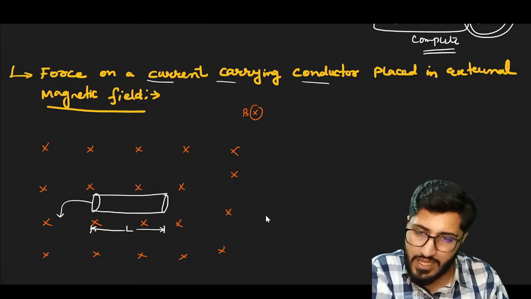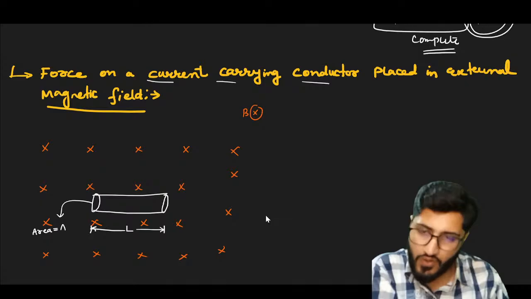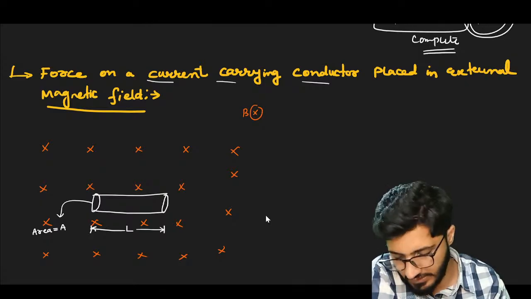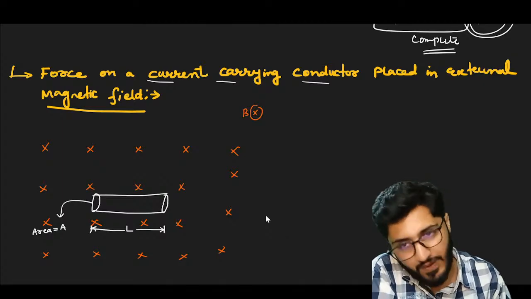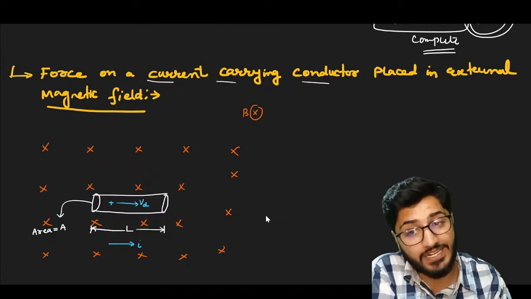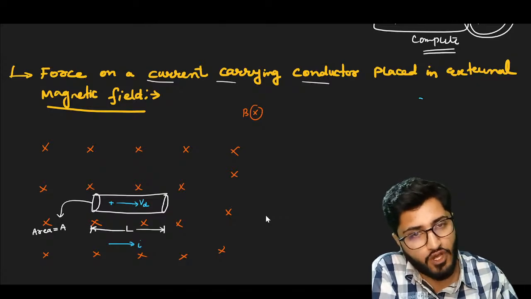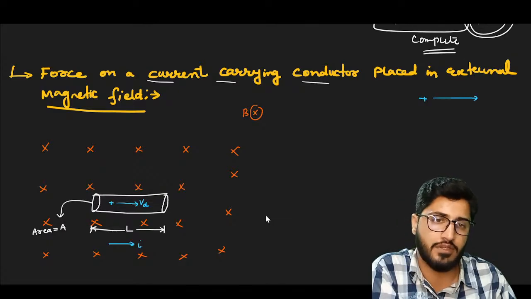if area of cross section is A, done. So we know one thing, that in this conductor we are having free charge particles. Suppose this is my free charge particle plus Q charge particle. Let's suppose current is going in this way, which indicates my charge particle is getting drifted in this way. It is positive, it is not negative. Don't get confused. If positive charge is going in this way, that means current is going in this way. If negative is going in this way, so my current will go in this way.